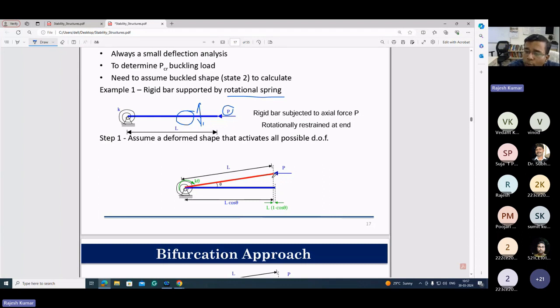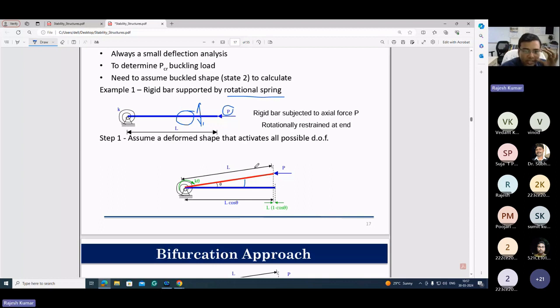What will happen when you give a small perturbation? Perturbation means I am going to give a small rotation, because you have a rotational spring. Then what will happen? The member will reach these points, and theta is very small. Then we see whether the member comes back to the original configuration or not. If it comes back, this means that P is less than PCR. If P is exactly PCR, then it will remain in the deformed state.